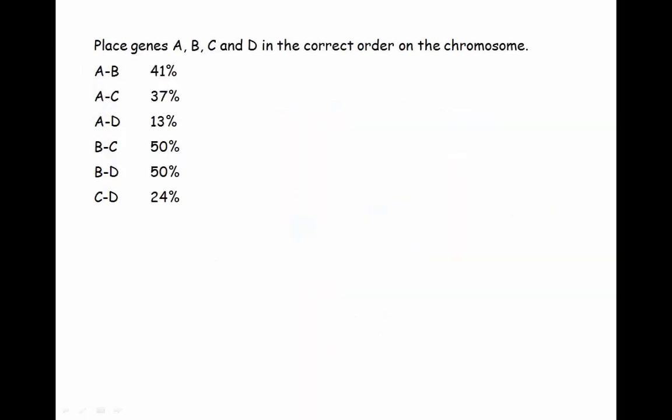If we look at one more example, it becomes a little more complicated if we throw in some 50% here. Keep in mind that 50% does not tell us an actual distance that the genes are located apart from each other. It tells us that they are 50 or more map units apart from each other.